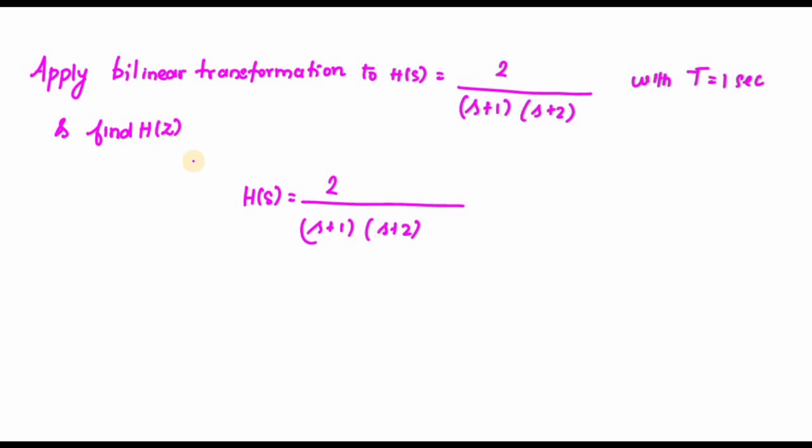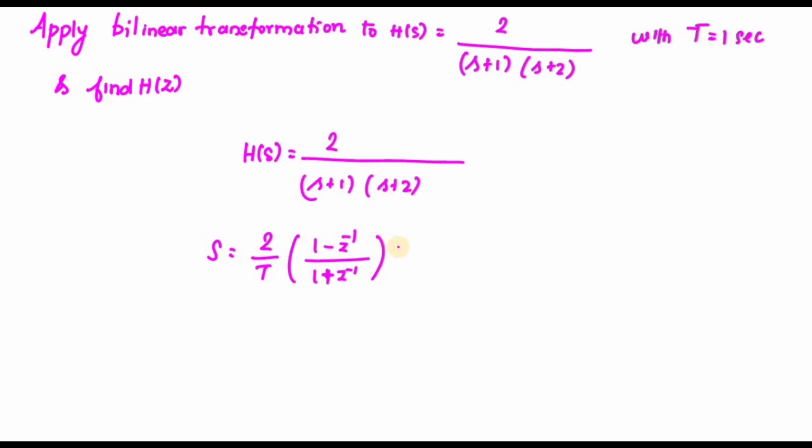So it is a digital transfer function. The formula to convert H(s) into H(z) is s equal to 2 divided by T into (1 minus z power minus 1) divided by (1 plus z power minus 1). Okay, so you substitute in the above equation. They have given the T value is equal to 1, so s is 2 into (1 minus z power minus 1) divided by (1 plus z power minus 1). Substitute this in the above equation, so you will get the value of H(z).